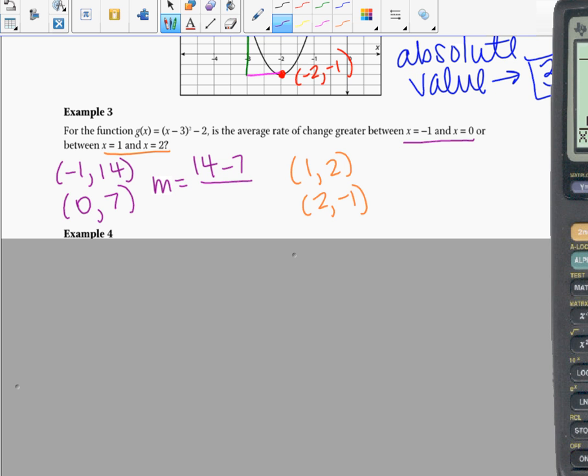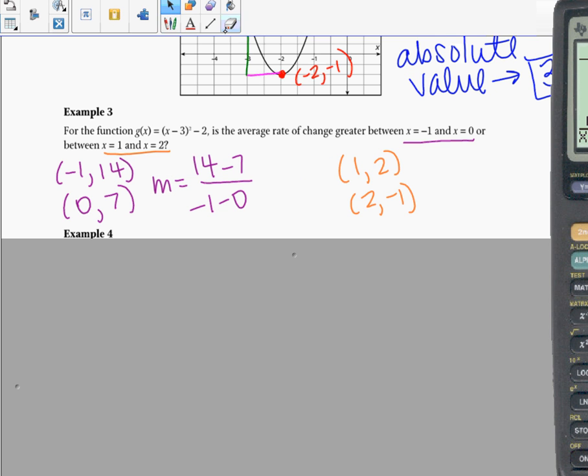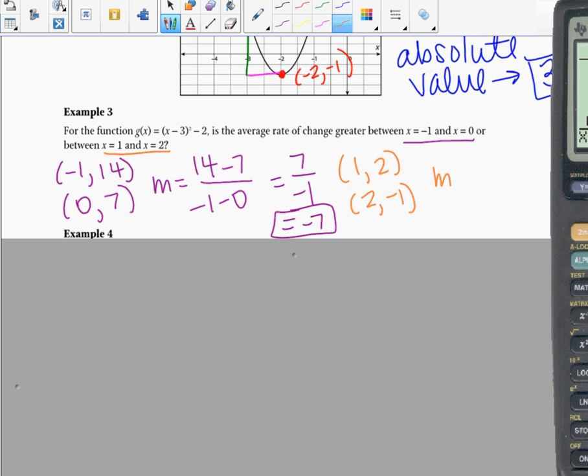the change in x. So since I started with 14, I'm going to start with negative 1. Let's see, 14 minus 7, we get 7 all over negative 1, which is negative 7. Okay, and then here, when I do the same thing, my average rate of change is 2 minus a negative 1, so that's going to be a positive, all over 1 minus 2. So I end up with 3 over negative 1, so negative 3.